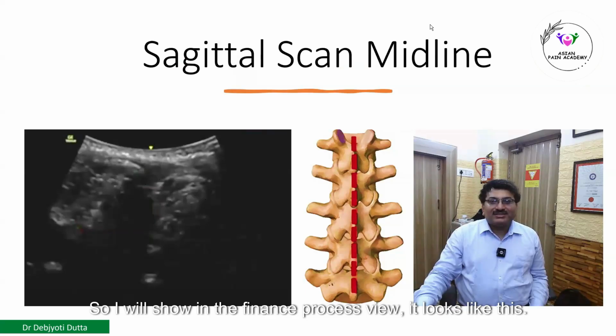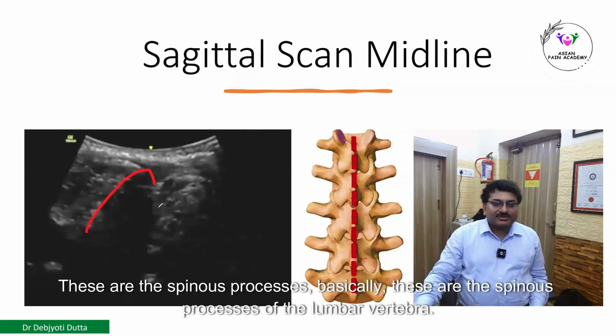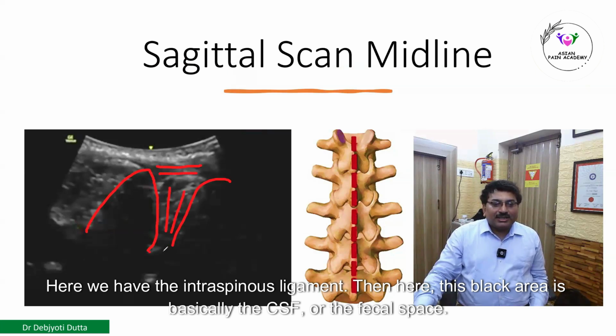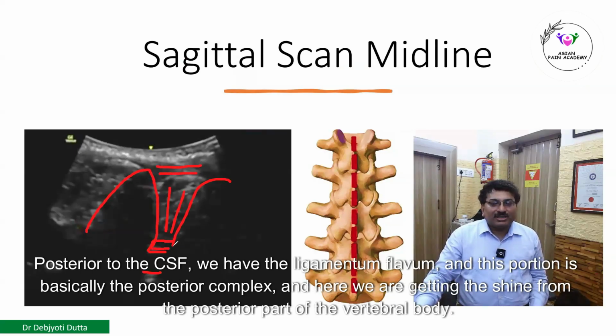These are the spinous processes. Basically, these are the spinous processes of the lumbar vertebra. These are the interspinous spaces. So here we have the supraspinous ligament. Here we have the interspinous ligament. Then here this black area is basically the CSF or the thecal space. Posterior to the CSF, we have the ligamentum flavum.